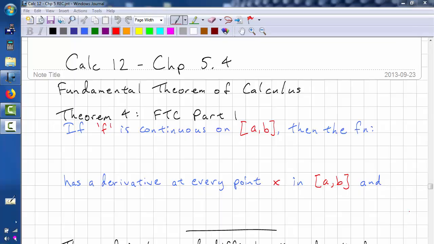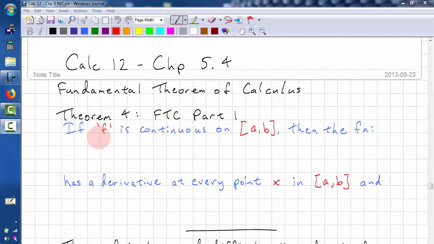This is Calculus 12, Chapter 5.4, and nothing says important like fundamental theorem. So we're doing the fundamental theorem of calculus. And we're calling this Theorem 4, and it's the fundamental theorem of calculus, Part 1.